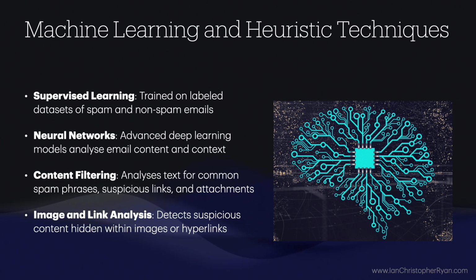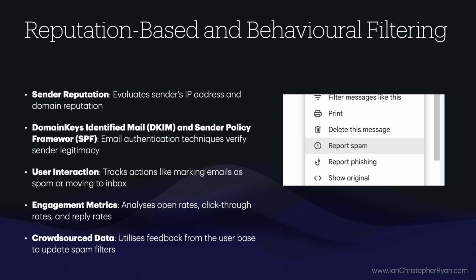The other side of this, we can do more generic things. We can look at common phrases that get used in spam messages, or suspicious links and attachments. We can look at the attachments themselves, at images and the content in them, and at the hyperlinks in the email. Using these, we can extrapolate whether or not this is likely to be a spam message. On top of that, we can start looking at reputation-based and behavioral filtering.